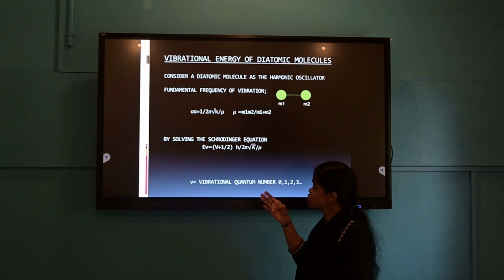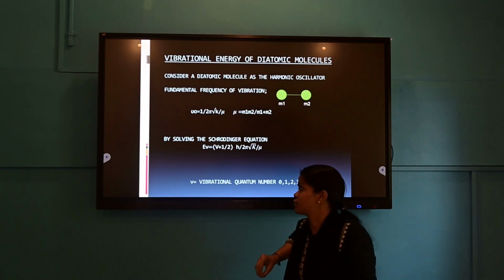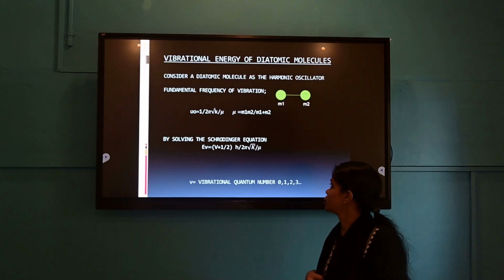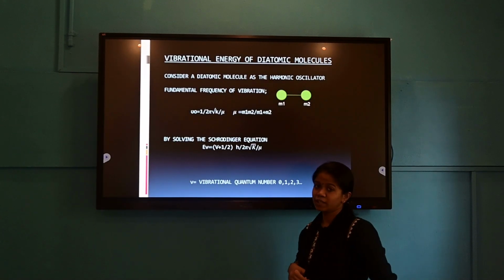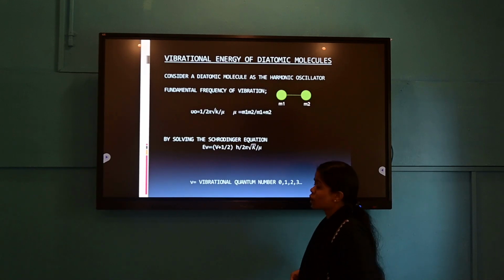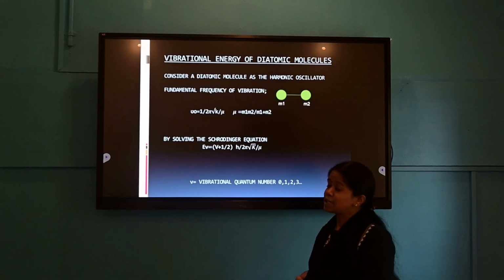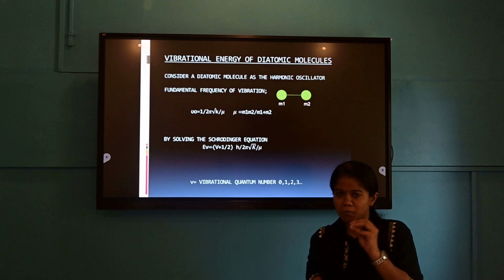By solving the Schrodinger equation we get the energy of vibrational spectra, which is equal to (V plus 1 by 2) h by 2 pi root of k by mu, where V is the vibrational quantum number. It can range from 0, 1, 2, 3 etc. Here h is Planck's constant, k is the force constant, and mu is the reduced mass.